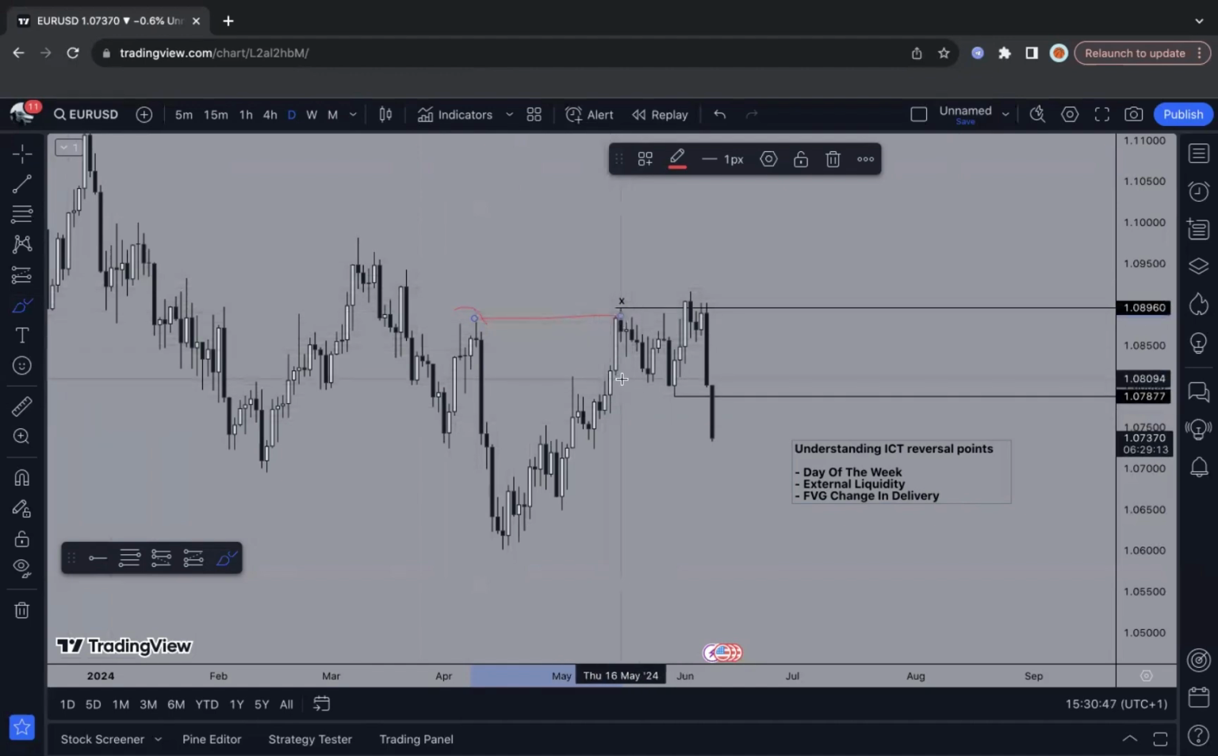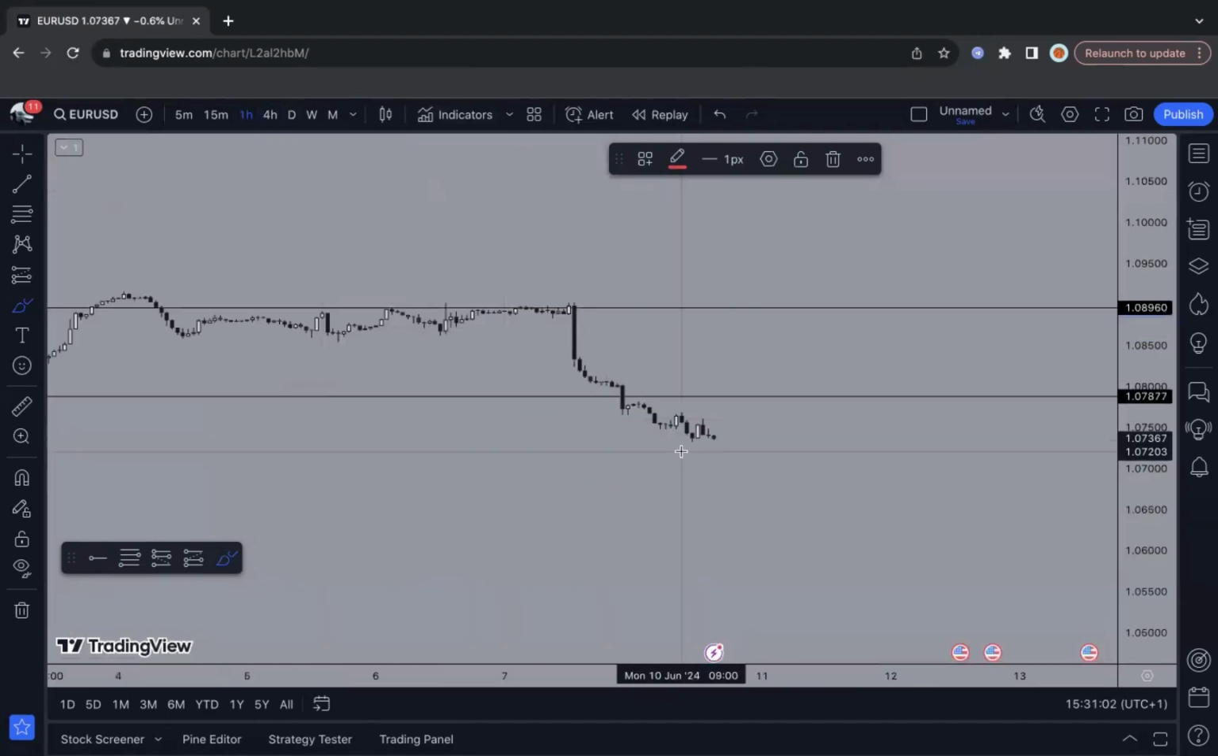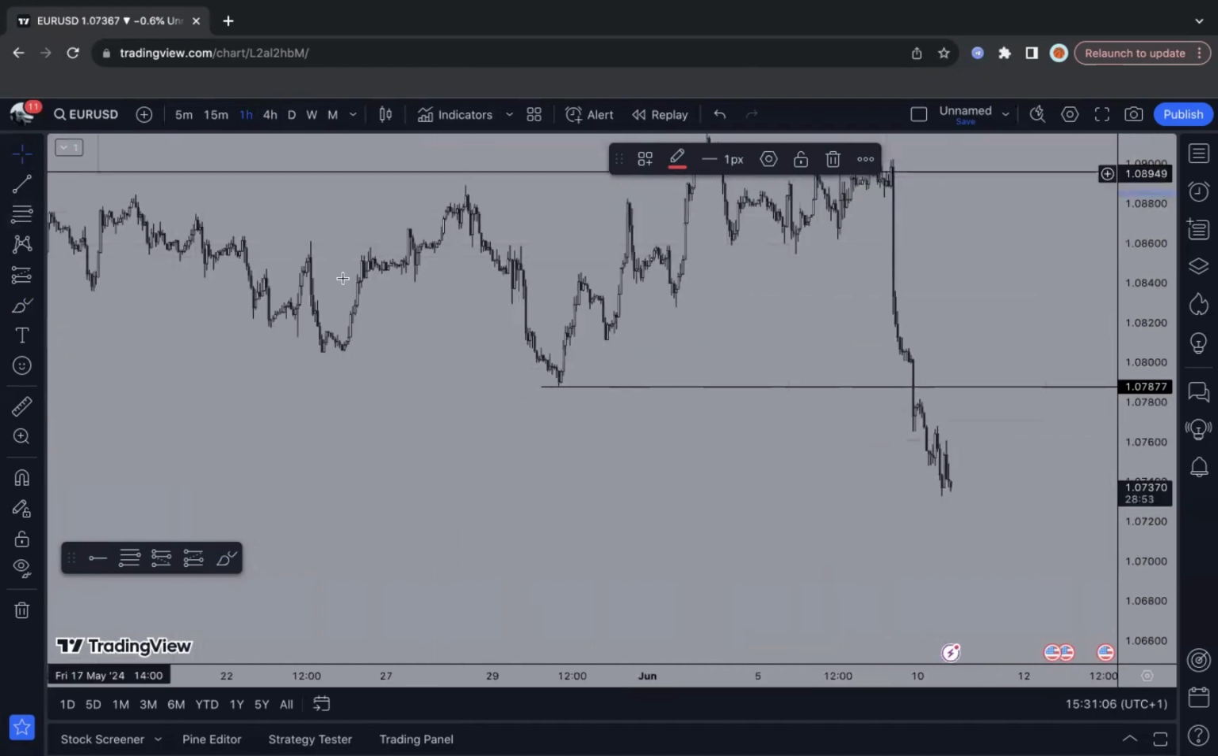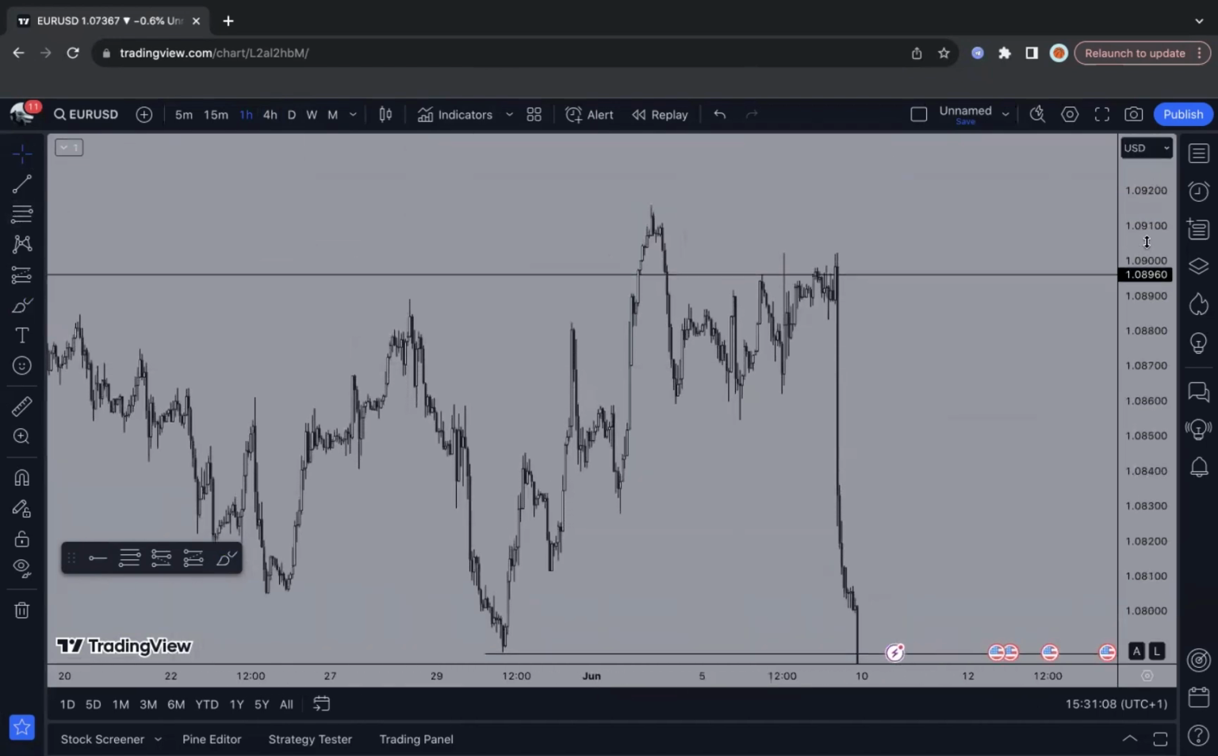Price comes up, price trades into this daily FVG, we see a reaction, and then if you notice what happens, we close below this last daily bullish engulfing candle as a bearish candle. So if we hop down now to the 1 hour time frame, we can start to understand where price started to create a reversal point.